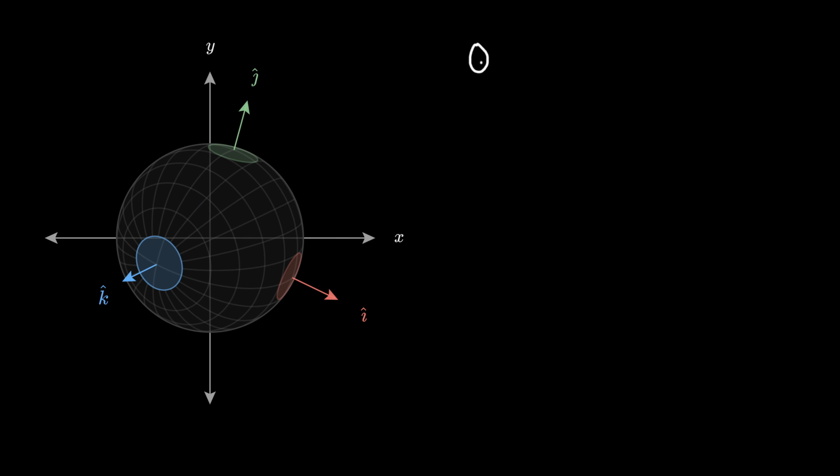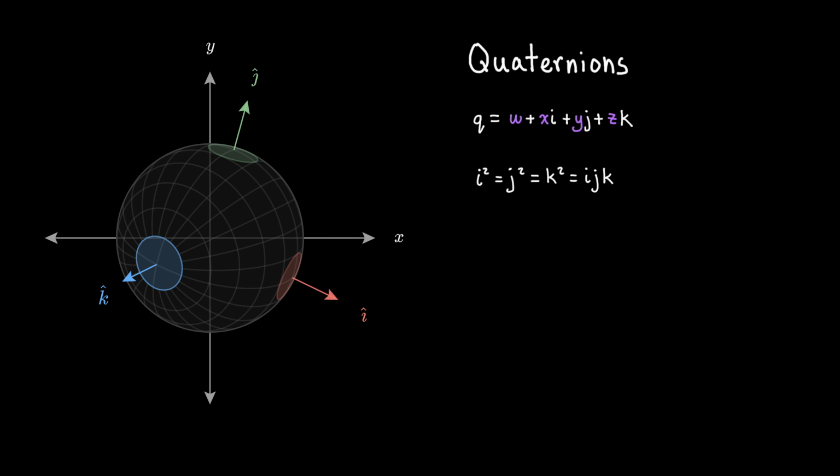When you look up the definition of the quaternion number system, it looks like this. A quaternion is written as w + xi + yj + zk, where w, x, y, and z are real numbers, and the constants i, j, and k have the properties i squared is equal to j squared, is equal to k squared, is equal to i times j times k, which is all equal to -1.